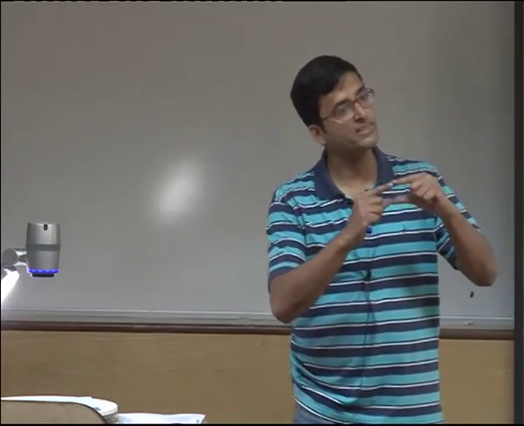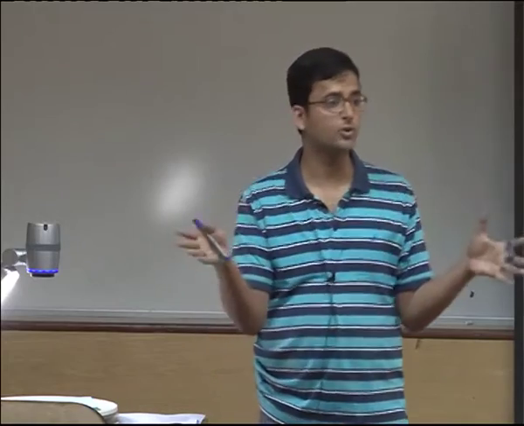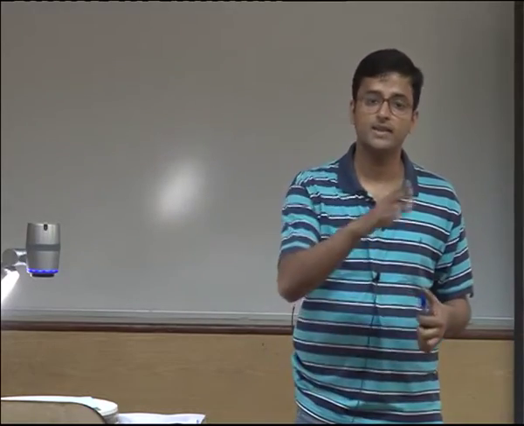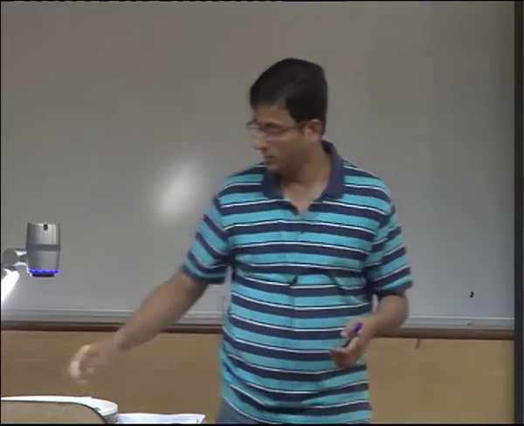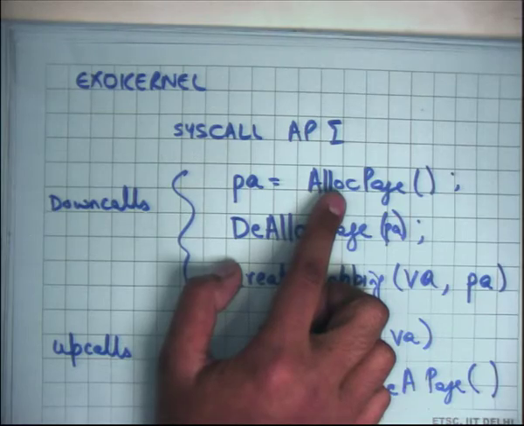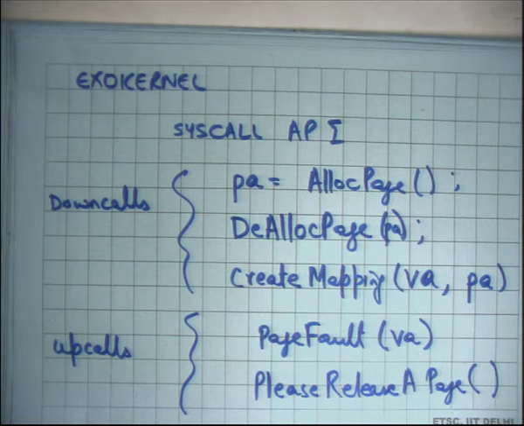Well, I can implement protection at that level. I can implement quotas for every application, and I can say that I won't give more than this many physical pages to this particular application. So it's perfectly fine. Alloc page can return -1 to say that I didn't allocate a page for you, and you deal with it yourself. So that's your problem. Right? So you can implement protection even at this level. All right?